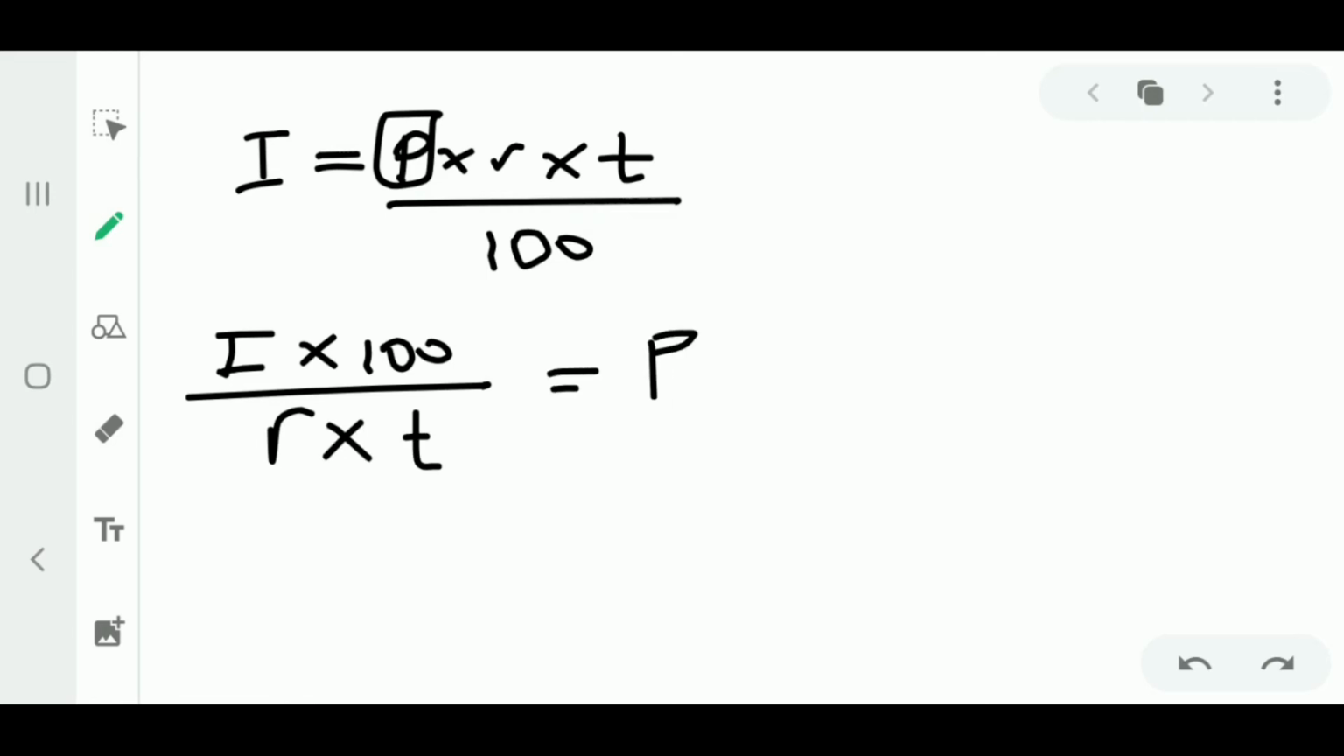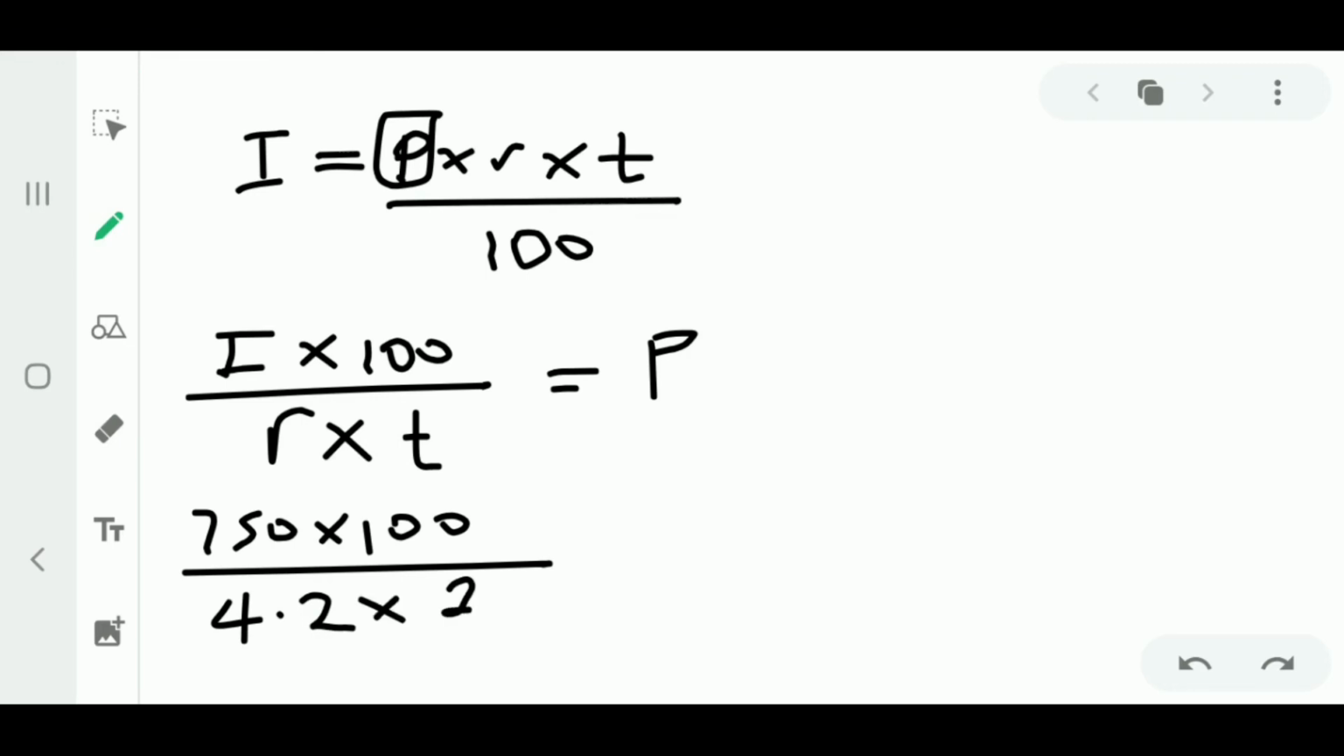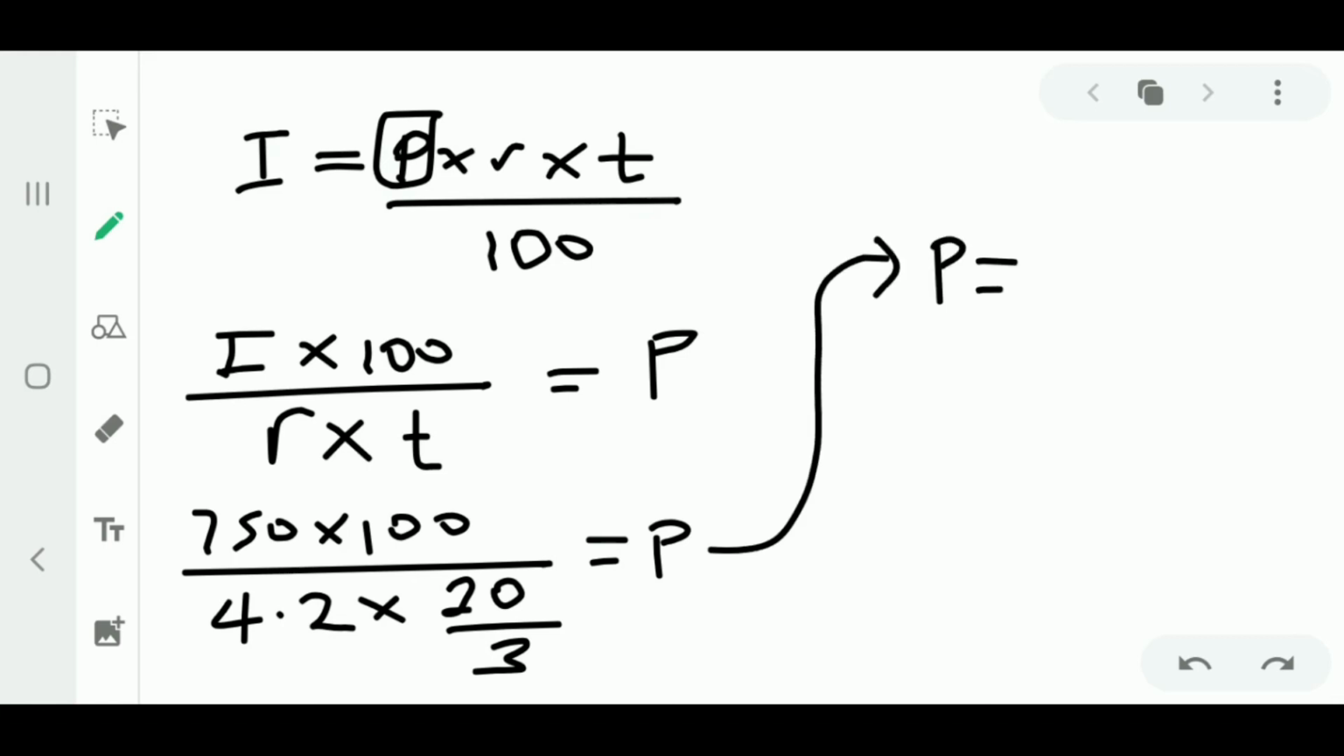So all you do now is just substitute the values. I is 750 times 100, R is 4.2 and T is 20 over 3. That means P is equal to 2,678.57.